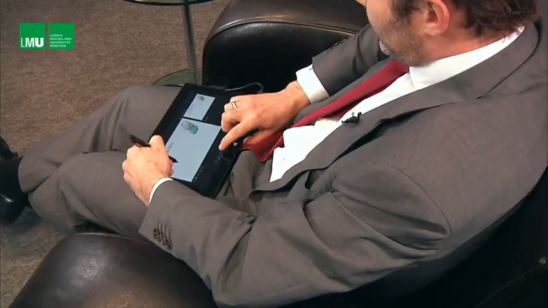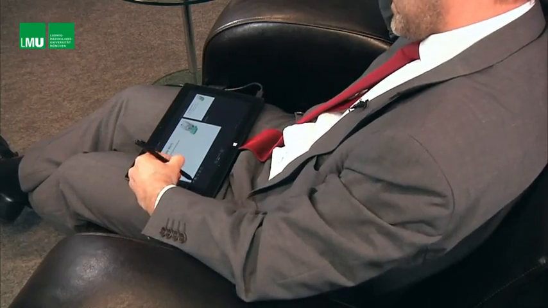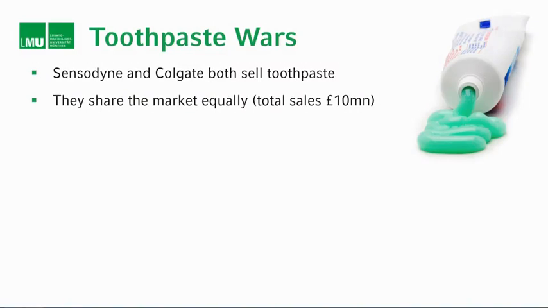Now let's get started with a simple example, a simplified example even, of a real-life situation. So we have Sensodyne and Colgate both selling toothpaste. They share the market equally, and they're thinking of launching an advertising campaign. So let's see. We've got these two players, Sensodyne and Colgate, both selling toothpaste. They share the market equally, and let's just fictitiously say that total sales overall are going to be £10 million.